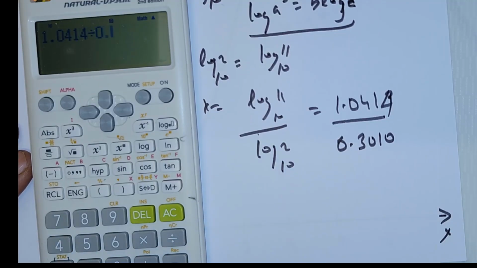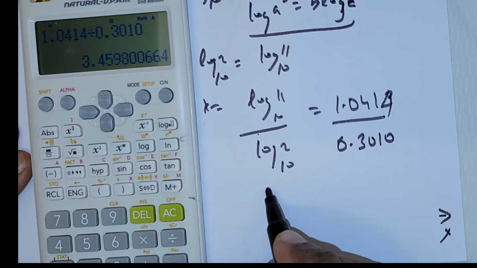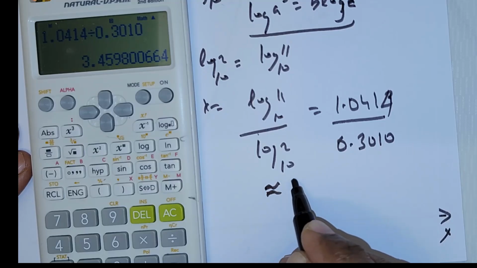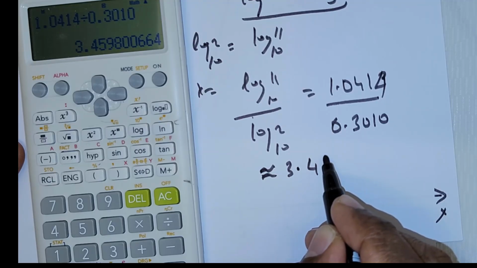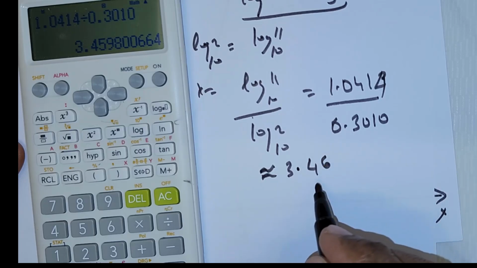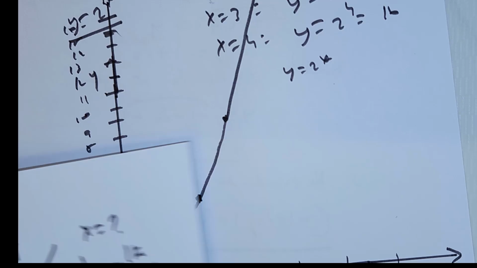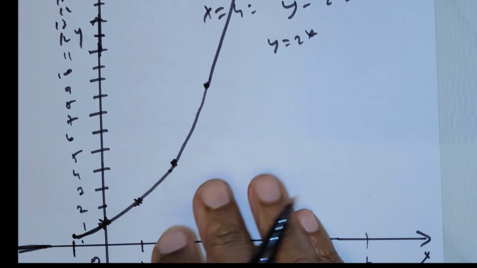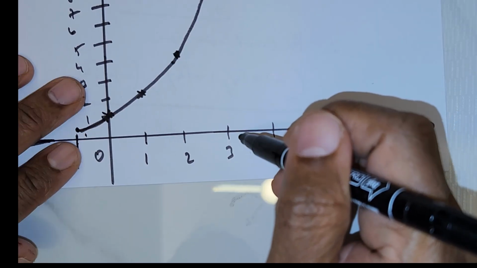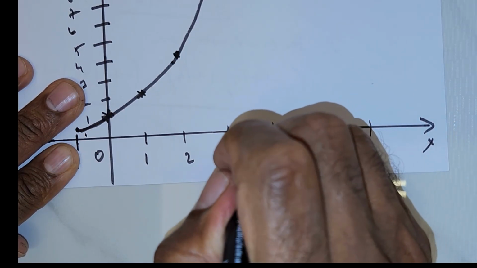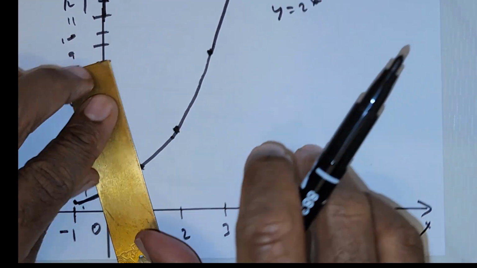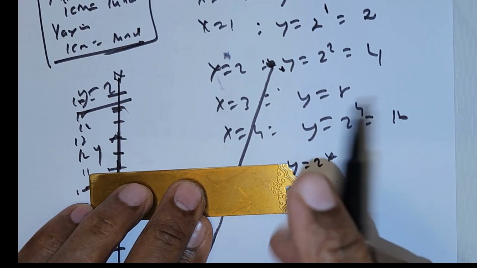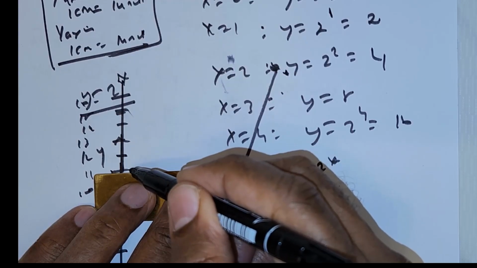Fair enough. Now 1.0414 divided by 0.3010 is approximately equal to 3.459. I'm going to make it as 3.46. Okay, so go to the graph. 3.5 is over here. This is an approximate point. So what do you do? You have to go here. You have to make the connection at 11, right?